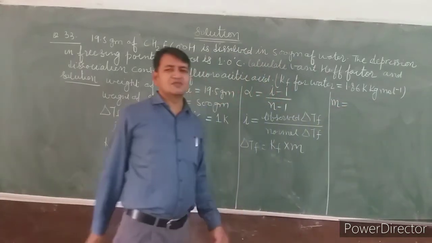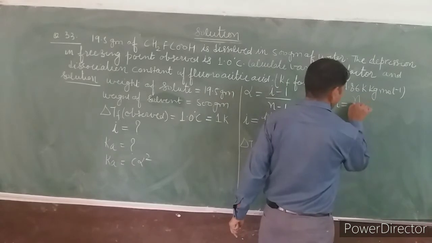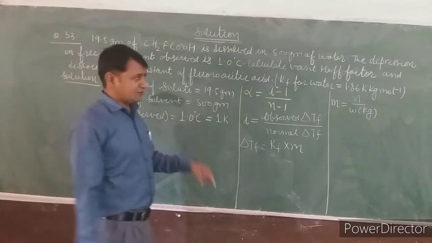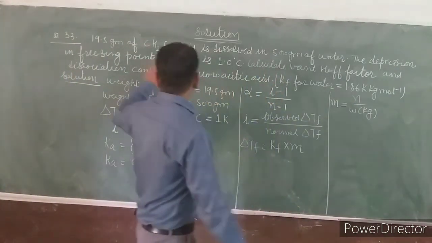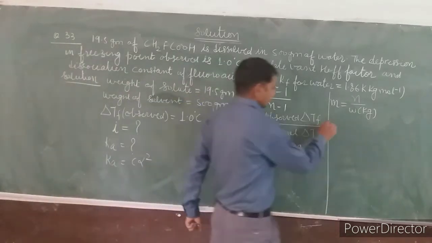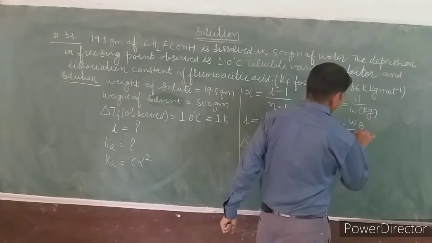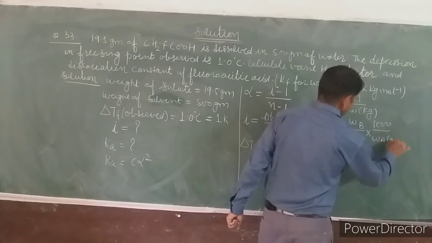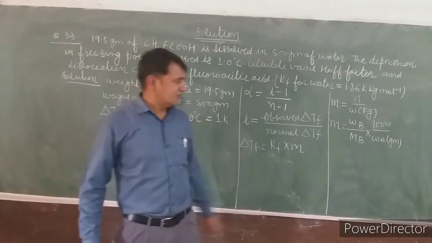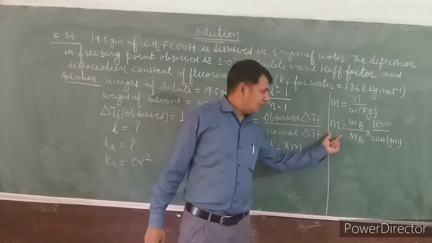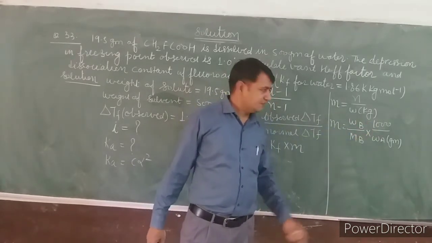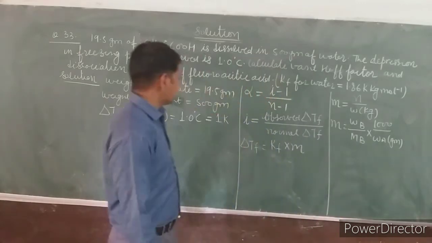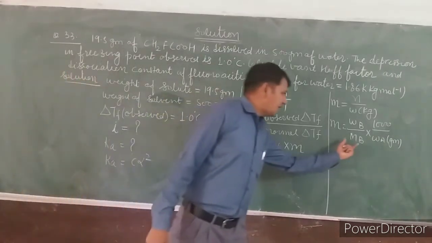Again, molality in terms of number of moles, the formula is n upon w in kilogram. But the number of moles of solute has not been given here. So we have to calculate the number of moles by using the weight of solute. So the formula becomes like this: n is equal to wb upon mb into 1000 upon wa in grams. You know very well, when we use 1000 in the molality formula, all the terms come in grams. Wb has been given, 19.5. Wa has also been given, weight of solvent, that is 500 grams, but mb has not been given.